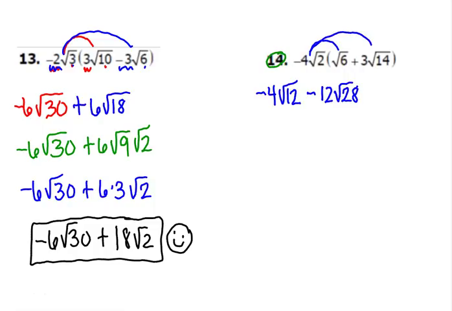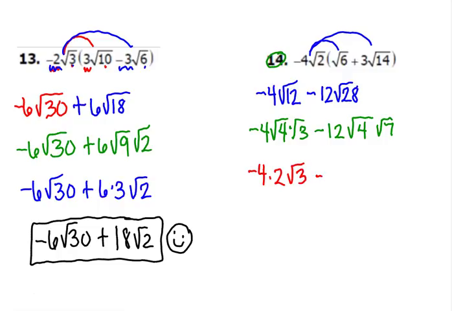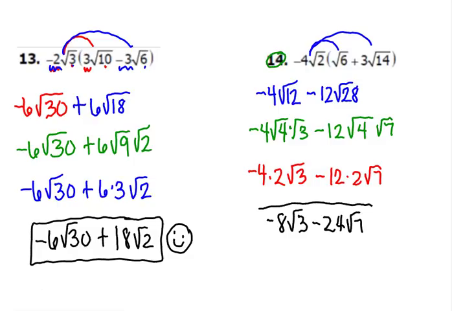Now we can simplify. How can I break down 12? Well, the square root of 4 times the square root of 3 minus 12 times the square root of 4 times the square root of 7. Then I'll have negative 4 times 2 square roots of 3 minus 12 times 2 square roots of 7 for a final answer of negative 8 square roots of 3 minus 24 square roots of 7. If you got that right, give yourself a pat on the back. Good job. Kudos to you.